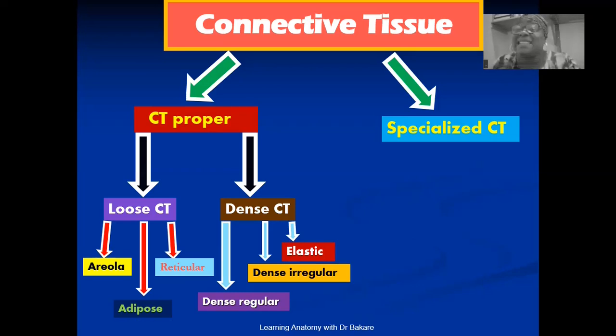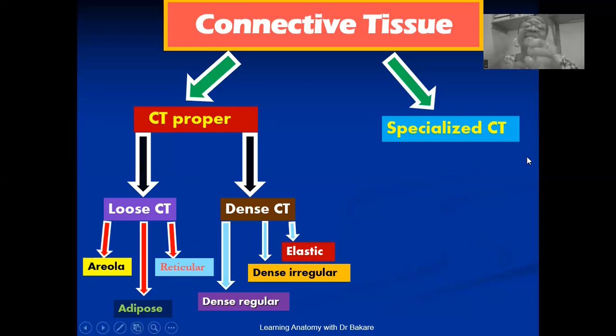We know that the dense connective tissue has a densely packed extracellular matrix. So you see that the different subdivisions of the dense connective tissue are characterized based on the arrangement of the extracellular matrix and also the specificity that they present.